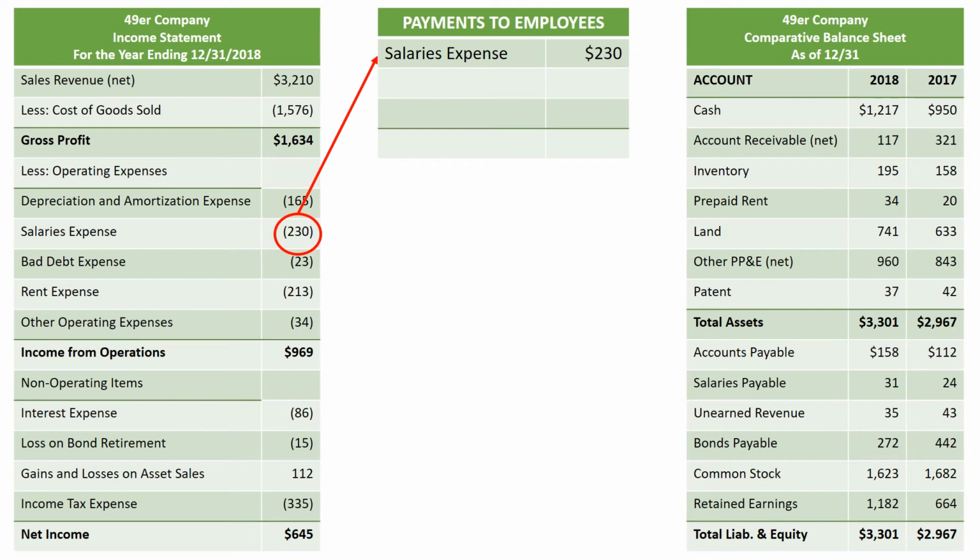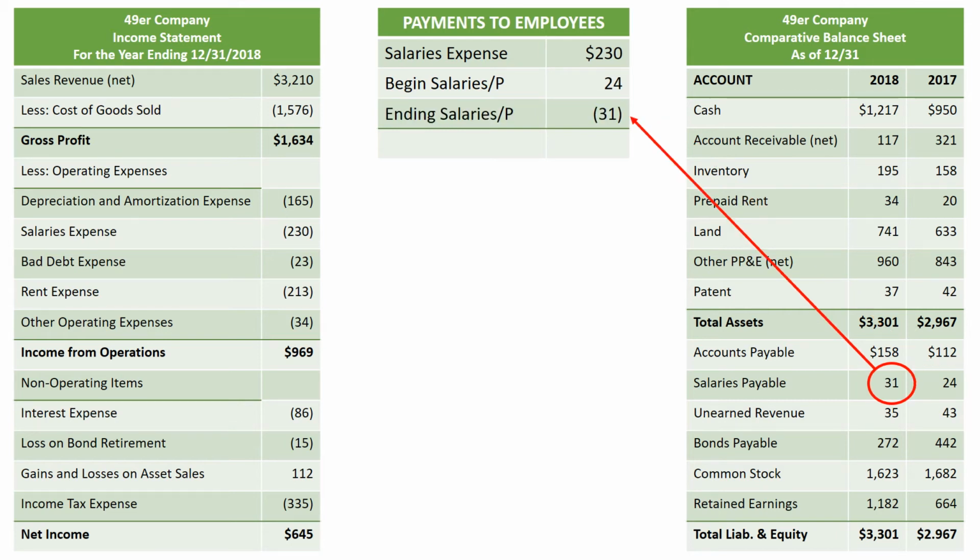So now we're moving down to salaries expense. Notice we skipped depreciation and amortization, of course, because those are non-cash items related to investing activities. And so we start with our salaries expense. We add beginning salaries payable because those are expenses from 2017 that were paid in 2018. Then we subtract ending salaries payable because those are expenses that are incurred in 2018 but not paid until 2019 or later. And so our total cash payments to employees is $223.